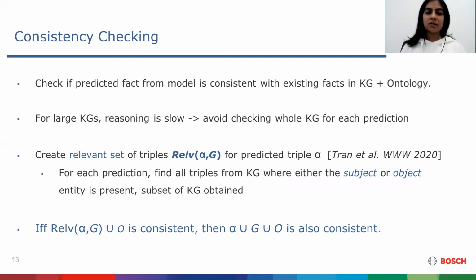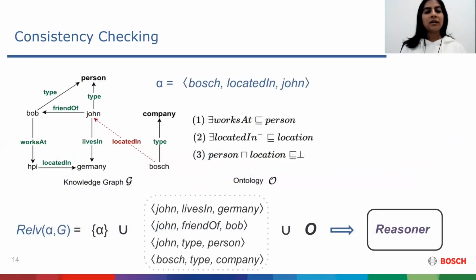To illustrate this, let's have a look at our example knowledge graph and the prediction Bosch located in John. To find the relevant set for this predicted triple, we will look at all the triples in the knowledge graph where either Bosch or John is present as one of the entities. So for John, we have the triples John type person, John friend of Bob, and John lives in Germany. Whereas for Bosch, we have the triple Bosch type company. All these triples constitute our relevant set for this predicted triple.